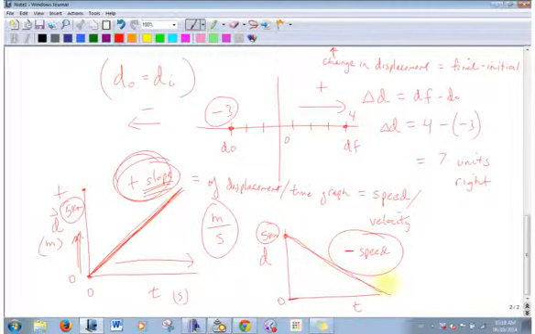And again, just think Math 10. That's negative, okay? Because that's a negative slope. I told you to memorize that in Math 10. What does this mean?